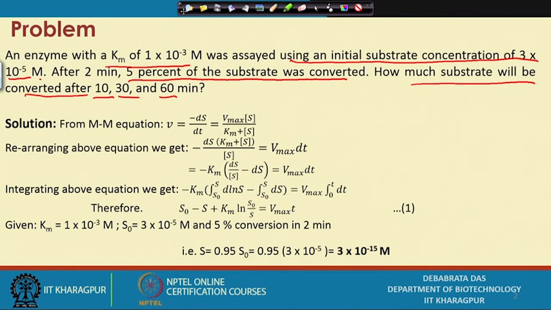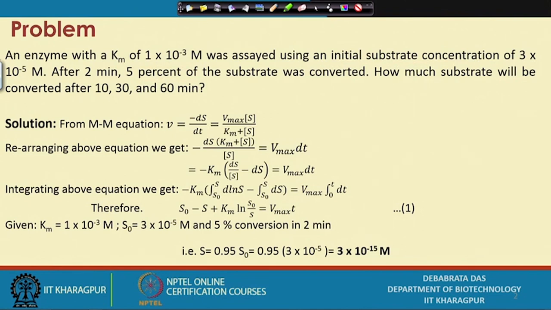So, in this problem, we know that this is the Michaelis-Menten equation we already discussed: V equals Vmax S over Km plus S, am I right? Now, this velocity of reaction is equal to minus dS by dt. From this we can develop the correlation. The final correlation will be Km integral d ln S and dS from S0 to S, and Vmax integral from 0 to t dt. And if you solve it, it will be S0 minus S plus Km ln S0 by S equals Vmax t.